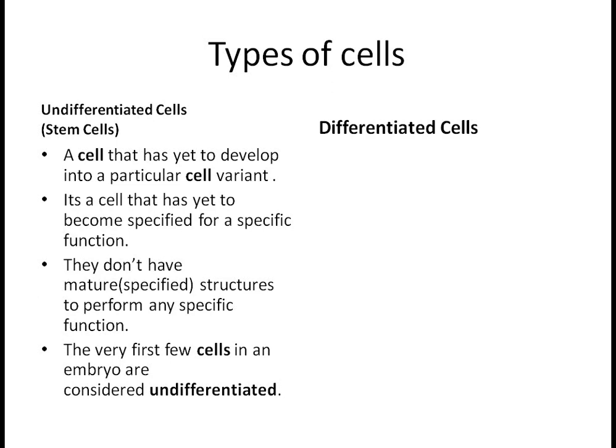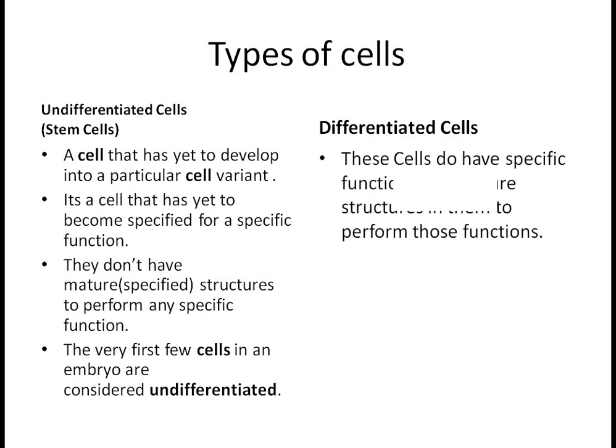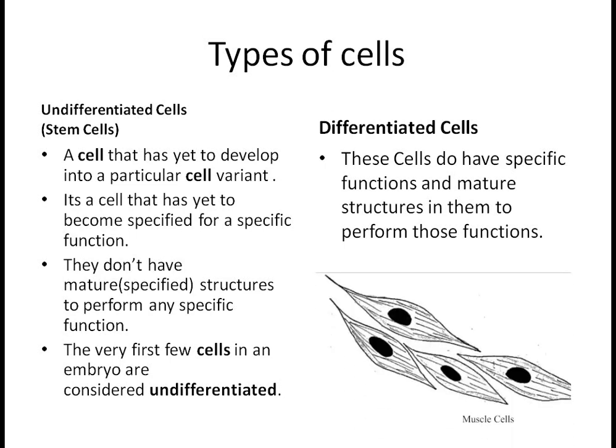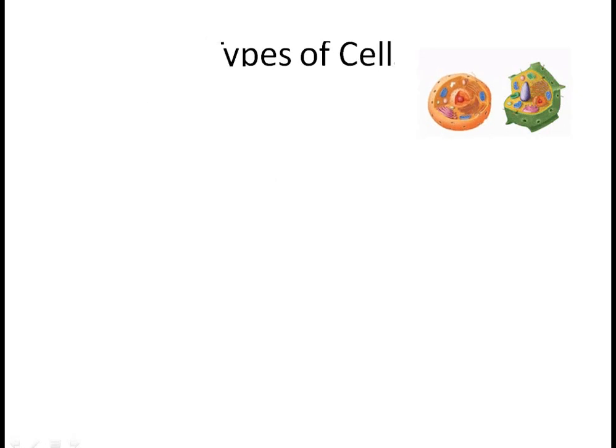What are differentiated cells then? These are the cells that do have a specific function and they do have mature structures in them to perform those functions. For example, your muscle cells. Muscle cells are there to contract and relax and provide movement, so they have a special role to perform. That's why we are going to call them differentiated cells or cells with specialized function.